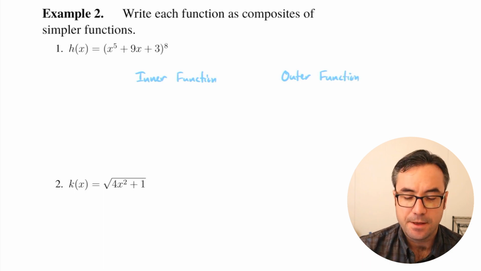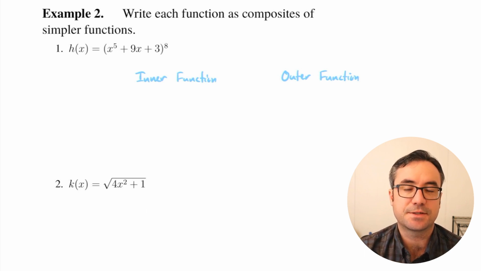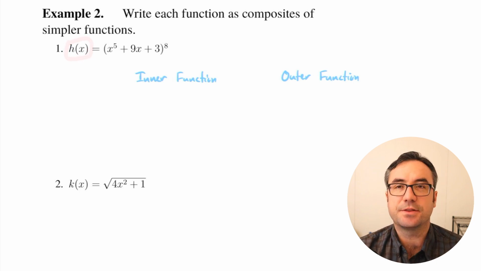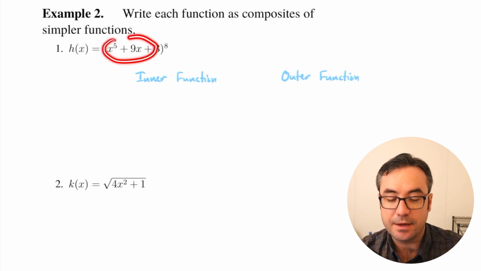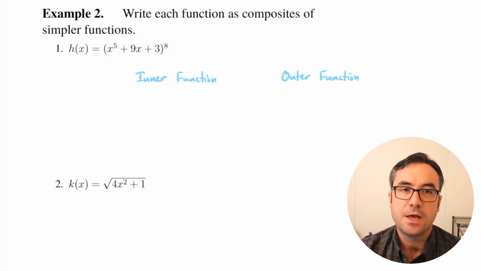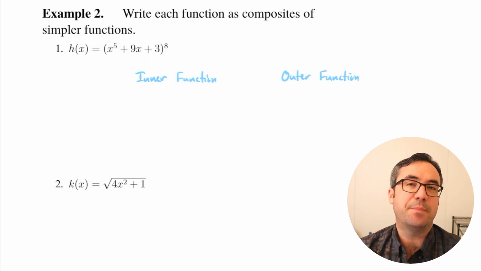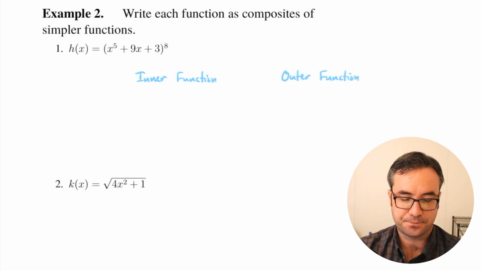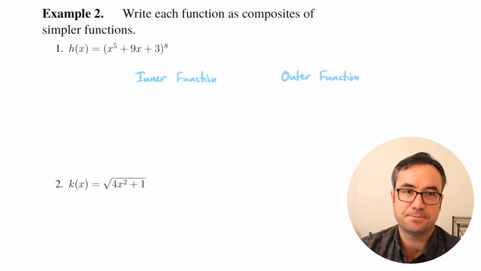And so usually the inner function is the thing that happens first to x. So when we look in our formula here for our function, we have this function h of x. Let's look at this first one. x to the power 5 plus 9x plus 3, and that whole thing gets raised to the power 8. So the inner function is usually the thing that happens to x first. And the outer function is usually the thing that happens to our formula last. So the outer function is like the very last thing that happens.